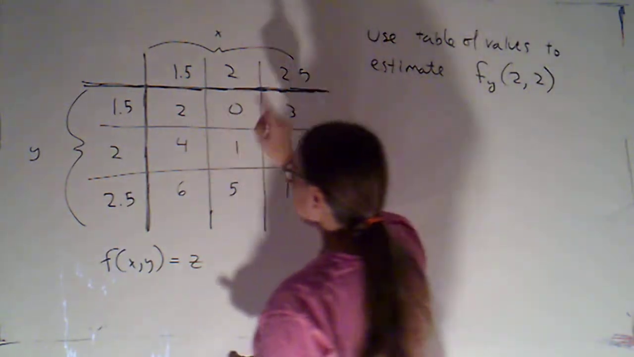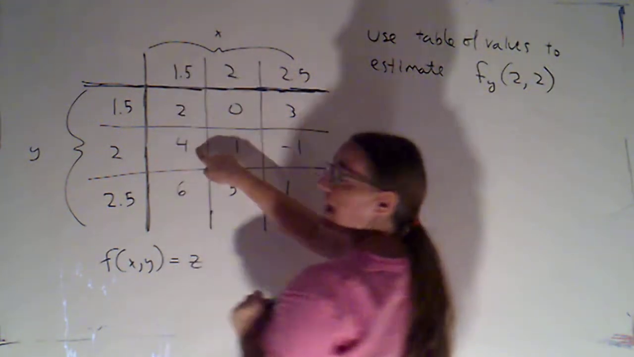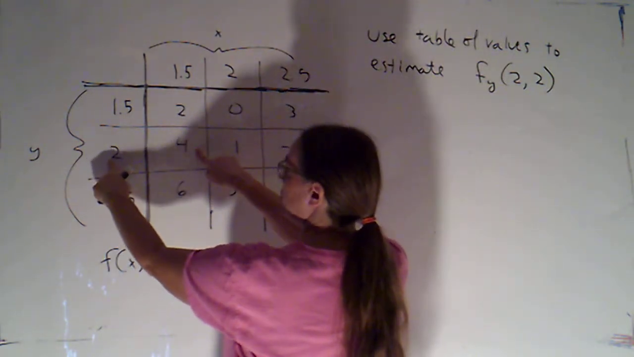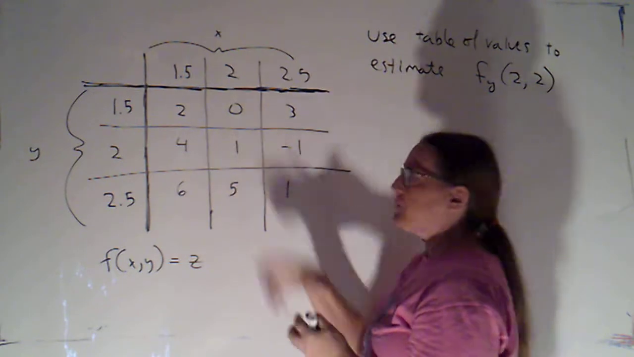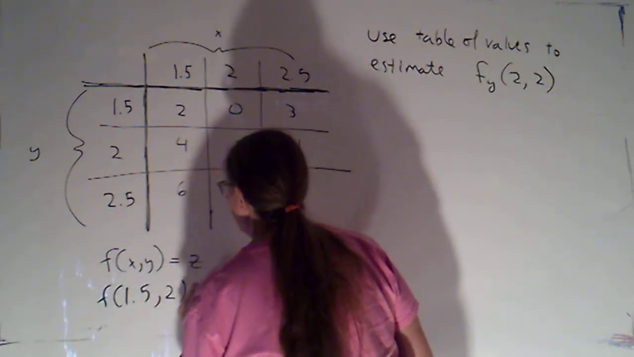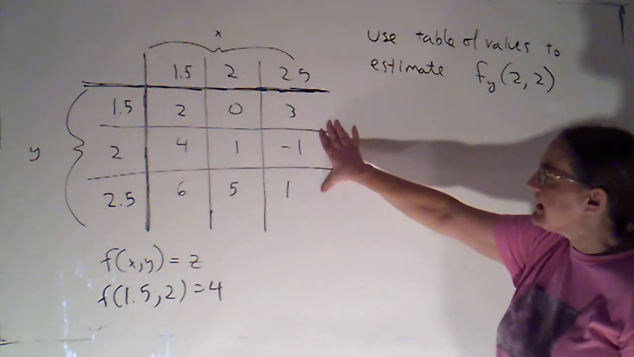So for example, if I'm in this position right here, I'm in this column, so x is 1.5. I'm in this row, so y is 2. The z value at that point would be 4. So I would say f of 1.5 comma 2 is equal to 4. Okay, so that's how we're reading this table.